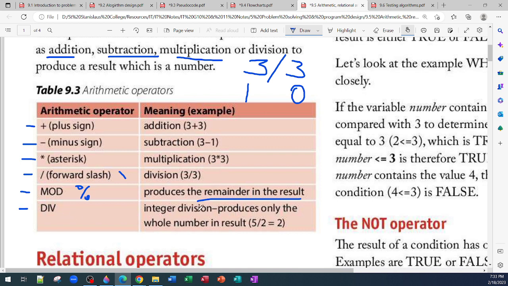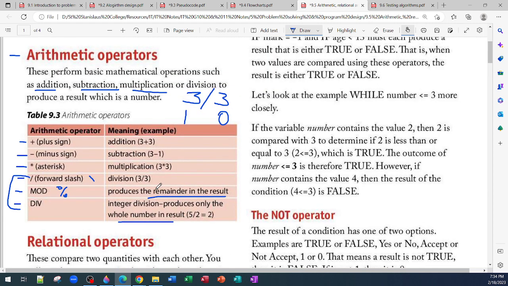And then we have div. Integer division produces only the whole number. It doesn't give you the remainder, only the whole number. So modulus, div, and regular division are the three division operators. Modulus only gives you the remainder, whereas div only gives you the whole number. It doesn't give you the remainder value. So you have to remember those operators and how they function. Are we following so far? Clear so far?